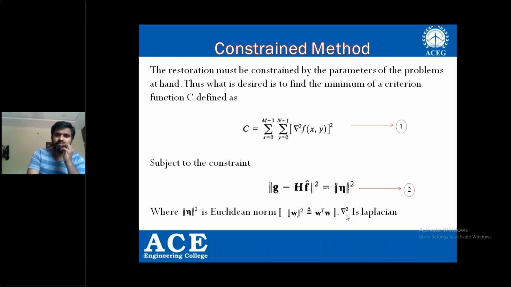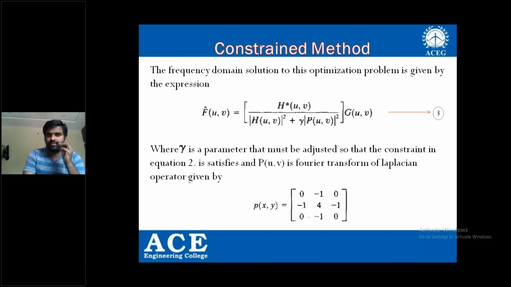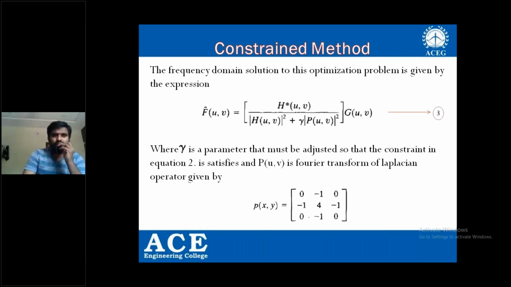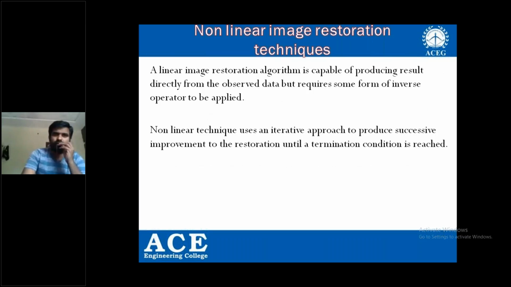And in the constraint method, we calculate the Laplacian, and we calculate gamma based on the constraint. That constraint is norm of g minus hf, whole squared, equal to n squared, right? So these particular values are calculated, and then by using them we obtain the estimated value f cap of u comma v, right?